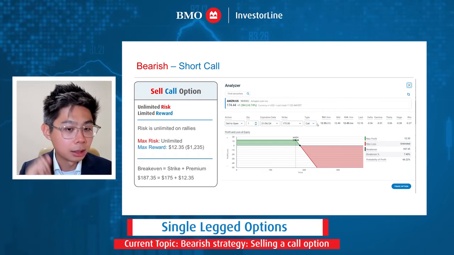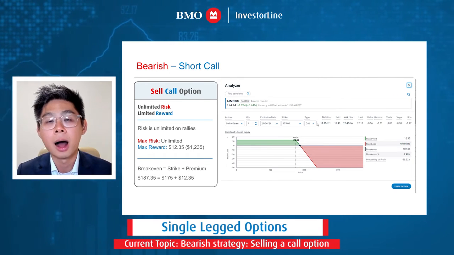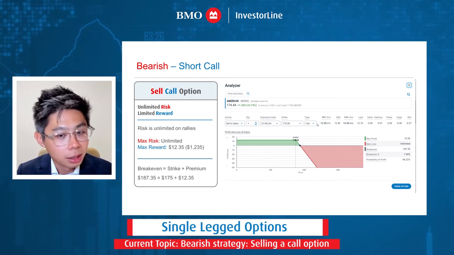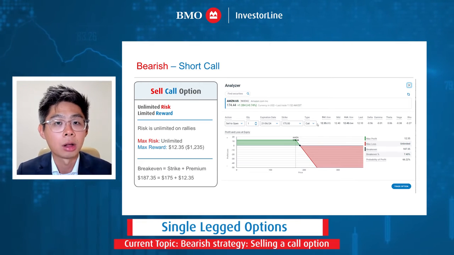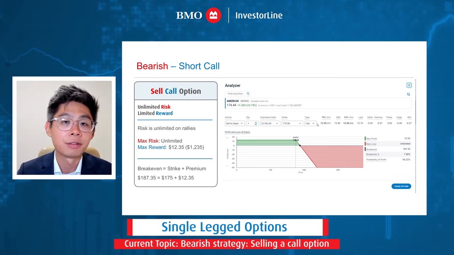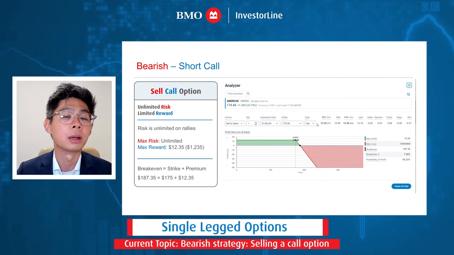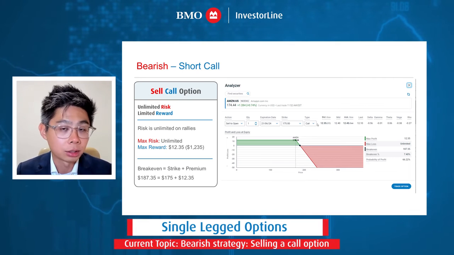And in this example, we're going to collect $12.35 on selling that call option. Now, here's the thing about selling a call option. Because selling a call option obligates you to short the stock at that 175 price, if the stock is above that price at expiration, you have truly unlimited risk.